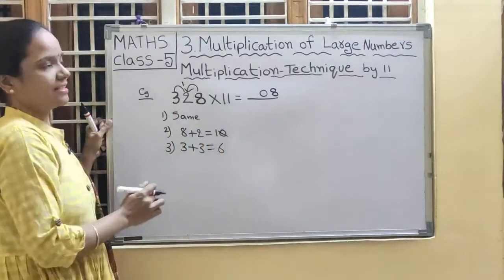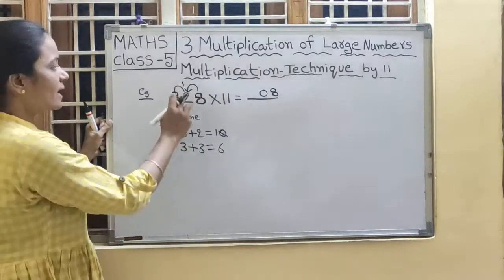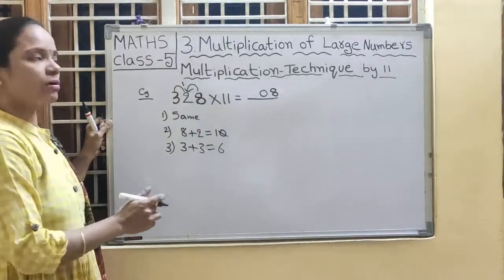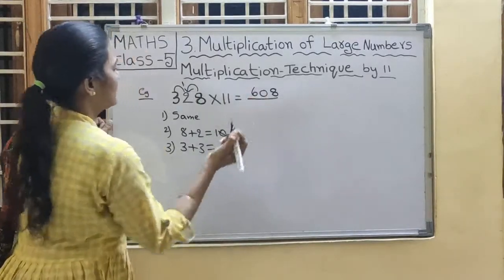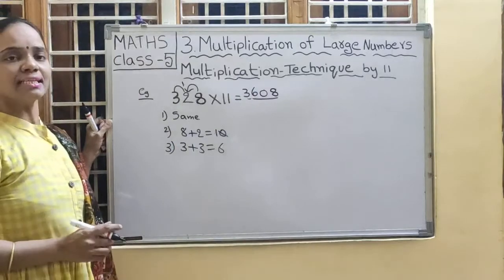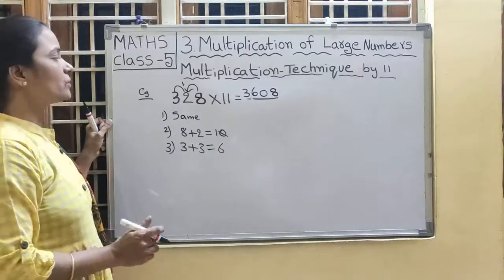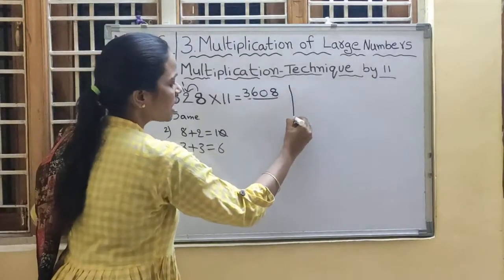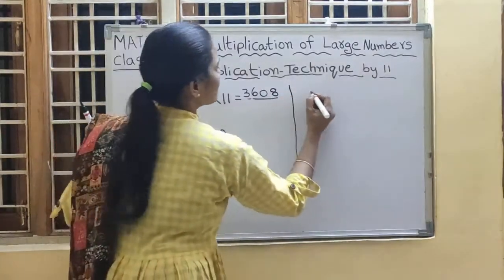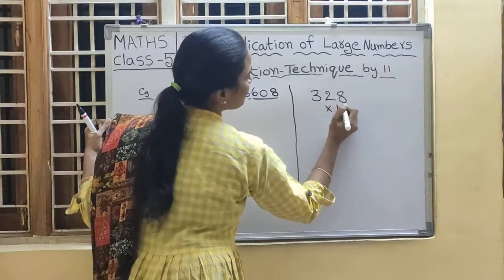Already we wrote 0 here and 1 we wrote above 2. 1 plus 2 is 3. Now add 3 to this 3. 3 plus 3 is equal to 6. So write here 6. Now fourth step, write down the remaining number. So what is the answer? 3608. If you have any doubt, you can check with normal multiplication also. Shall we check? Yes, 328 into 11.